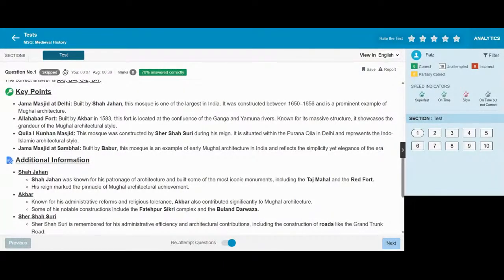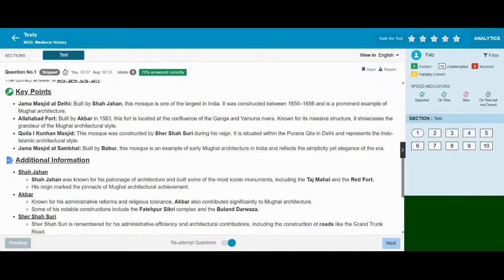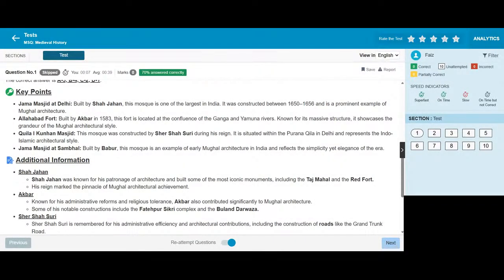Qila Kuhna Masjid. This mosque was constructed by Sher Shah Suri during his reign, situated within the Purana Qila in Delhi, and represents the Islamic architectural style.